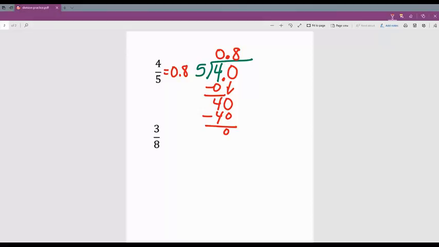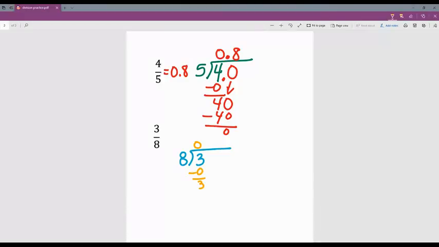Now let's take a look at this next problem. All right, so we have 3 divided by 8, or 3/8. So I'm setting up our problem. 3 is what's being divided by 8. Now we need to see how many times 8 can go into 3. All right, so 8 can't go into 3, so I'm going to put a 0. 8 times 0 is 0, and when I subtract, I get 3.